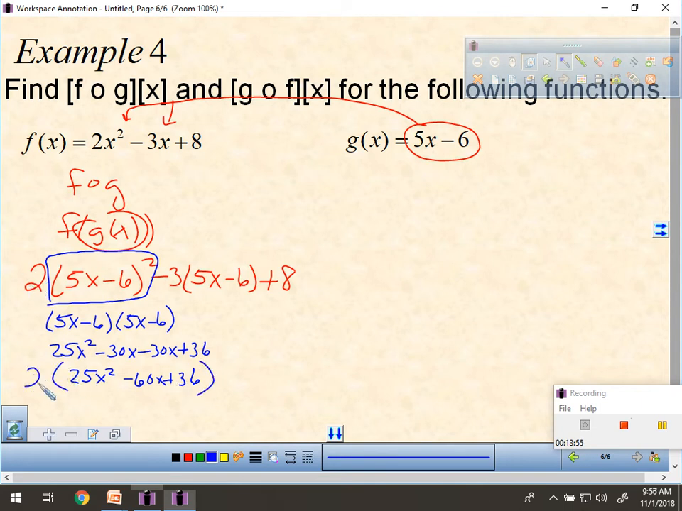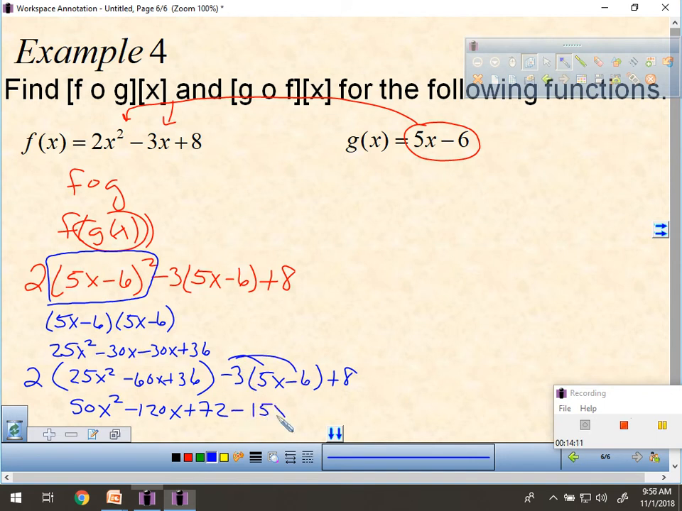So what I'm going to do is rewrite everything over again. That way I can see it for what I have. Distribute, I'm going to get 50x squared minus 120x plus 72. Then I'm going to distribute this negative 3 and get negative 15x plus 18 plus 8. And then just combine your like terms. So 50x squared, negative 120, and negative 15. So that's going to give me negative 135x. 72 plus 8 plus 18. That should give me a positive 98.